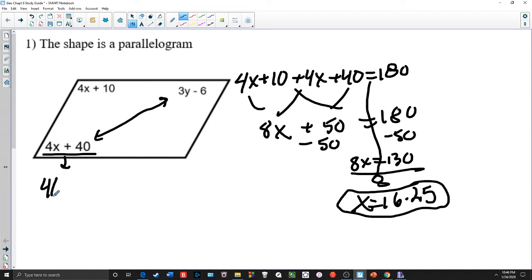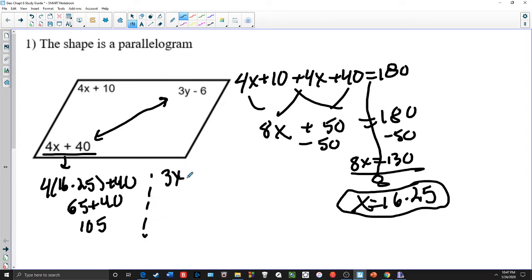So it'll be 4 times, my x is 16.25, so 16.25 plus 40. Let's see how big that actually is. So we plug into our calculator, that'd be 65 plus 40. Add that together, you get 105. So that angle is 105 degrees. So that is equal to this angle up here, because again, they're both across from each other. They're both diagonal. So that means that I can set up an equation that 3y minus 6 equals 105. Again, diagonal angles are congruent.